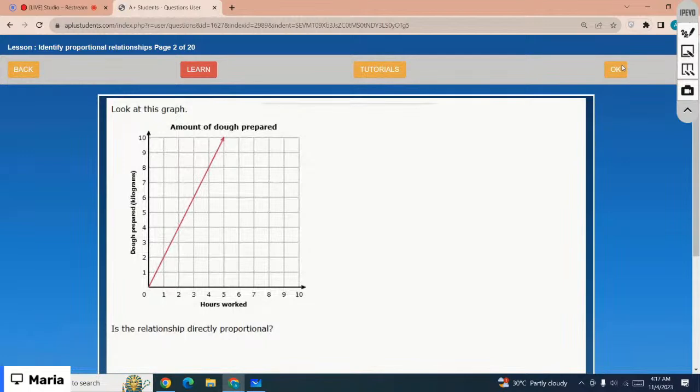Okay, look at this graph. Is the relationship directly proportional? Which is the correct option? Yes or no? Just look at the graph carefully. The correct option is yes, because the graph is a straight line and passes through the origin. Yes, that is directly proportional. The correct option is yes.